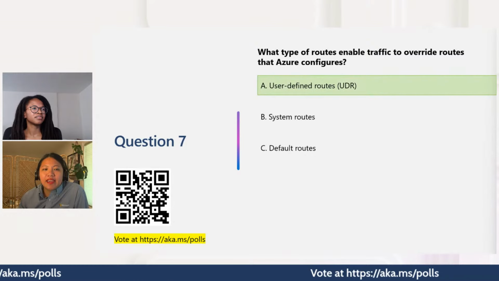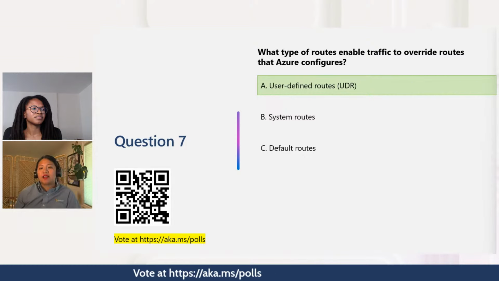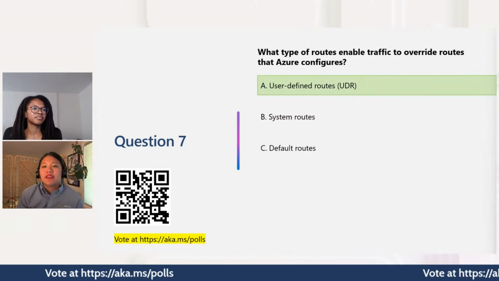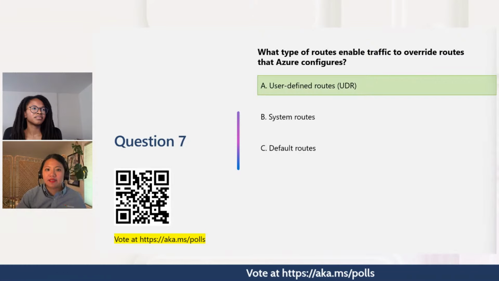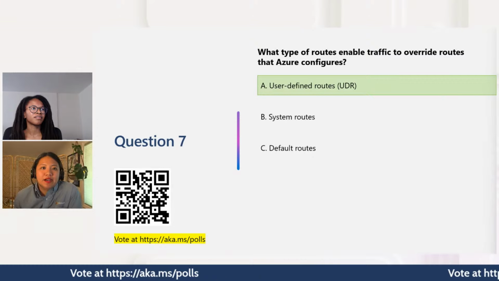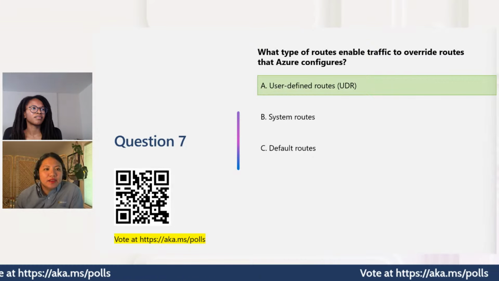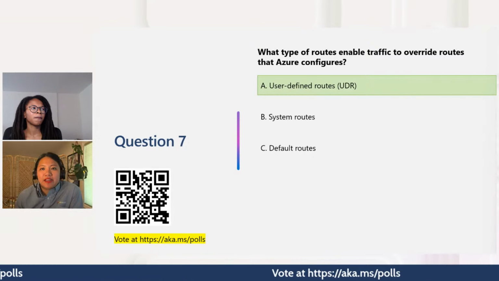But it seems that as far as the folks that have submitted their responses, we are at A, user-defined routes. So this is a correct answer because when you create custom user-defined routes in Azure, they actually override the default system routes that are already in place. Or you can also add additional routes to a subnet's route table, but this is the option that would allow you to override anything that's in existence or default on Azure itself.